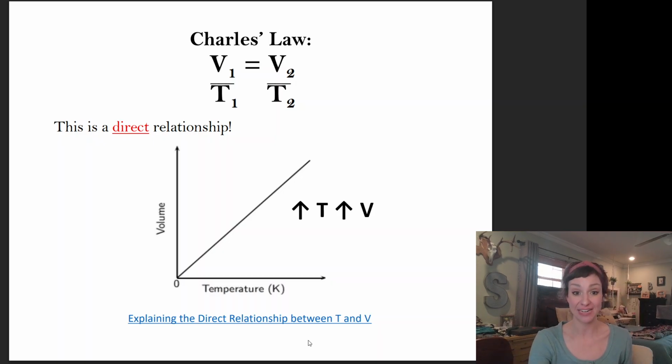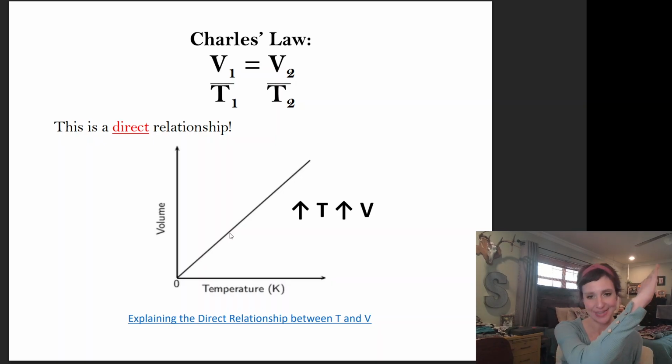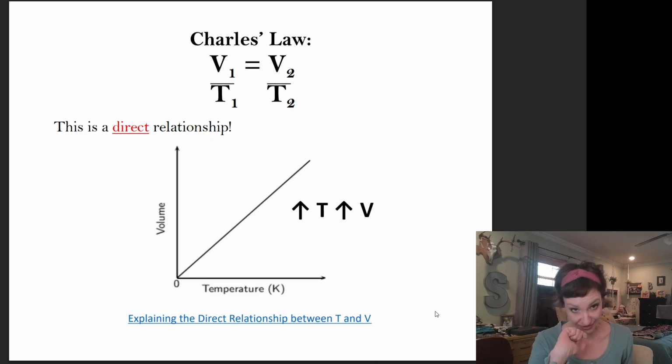Now, here's a direct relationship graph, or a direct proportionality graph, okay? That just shows that as the temperature goes up, the volume is also going up. Same thing if I were to go down, the volume would go down. So that is what a graph for any direct relationship looks like in math or in science. Okay, it looks very different than an inverse relationship. Now, where have I seen Charles' Law in action in the real world? Give me some examples that I would maybe use as a good demonstration of Charles' Law in action.